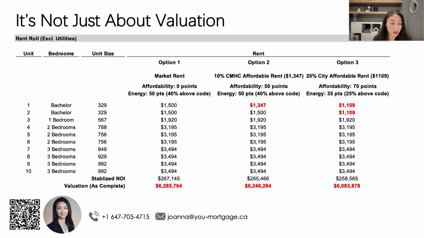Option three is actually suggested by the developer himself because he worked with the City of Toronto. If you assign more units, like 20% at city affordable rent, you can get a big waiver of your development charge. Here is the difference from the valuation point. We can see option three is the best. That's why a lot of developers don't want to do affordable, right? Next slide, please.